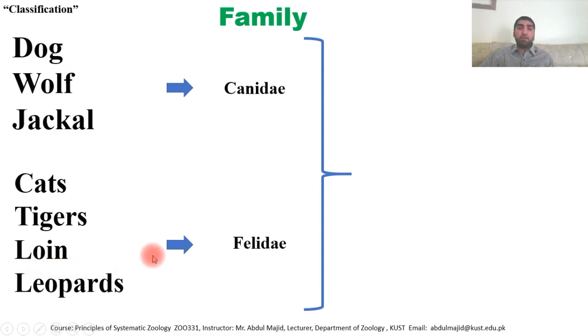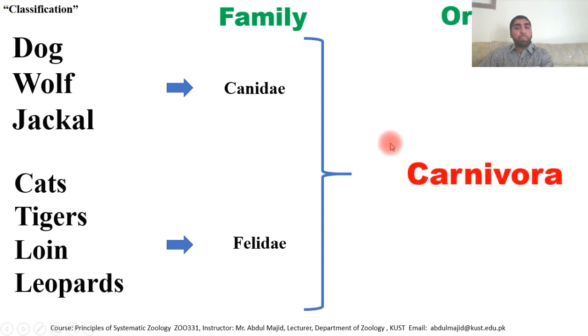Again, all of these have some other characteristic in common. So what are those characteristics in common? These all are carnivores. They feed on flesh, so that's why they are placed into order Carnivora. So what we do, we start from the species, and on the basis of the similarities, we group them into larger groups, like species into genera, then genera into families, and families into orders.